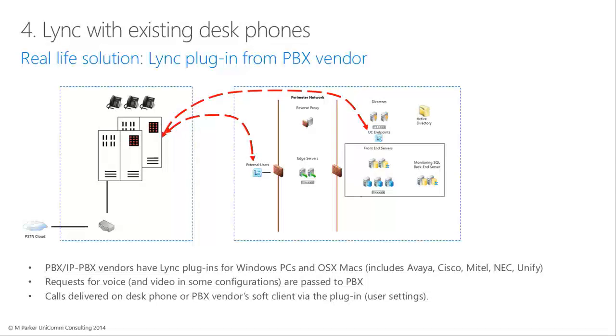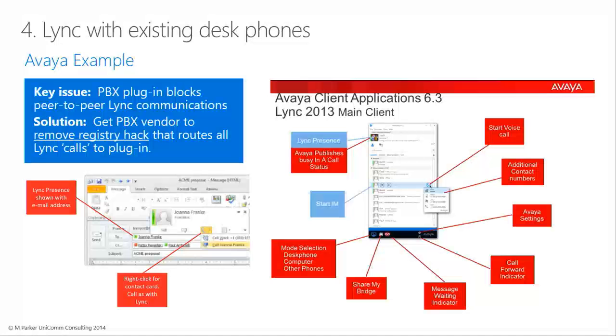Okay. Now, this is an example from Avaya. So this is the Avaya Client Application 6.3 with a Lync 2013 client. So they've got Lync presence. Avaya publishes busy in a call status. So if the user's off hook, you'll get that. You can start IM, this blue is for Lync, or you can start a voice call on Avaya. Additional contact numbers. Notice the little drop-down menu here.